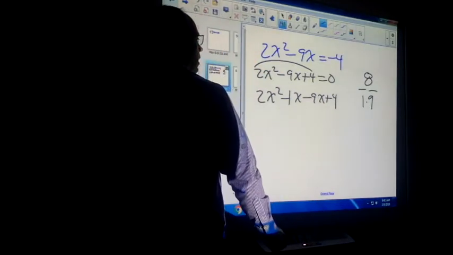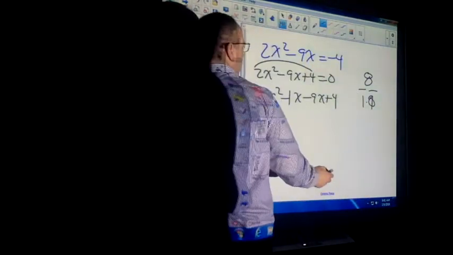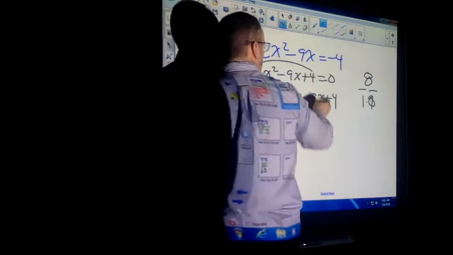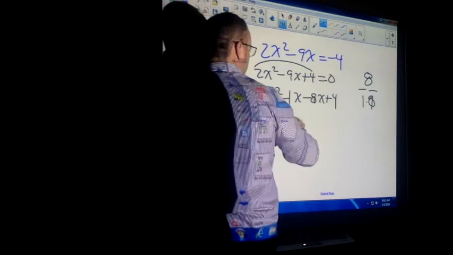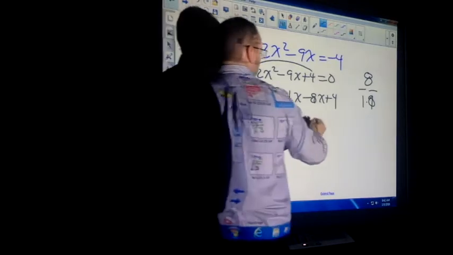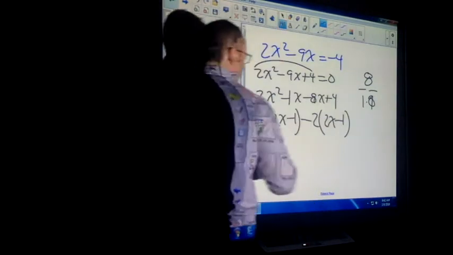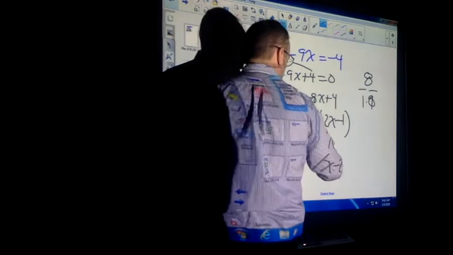Oh, no, it's 1 and 8. Wait, yeah, 1 and 8 should be. That should be an 8x. All right, let's factor here. Minus sign comes down. Looks like I have 2 in common. Factor a negative out. So I get x minus 2 and 2x minus 1.